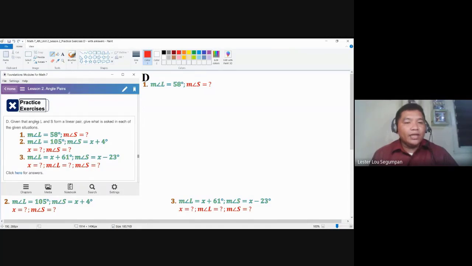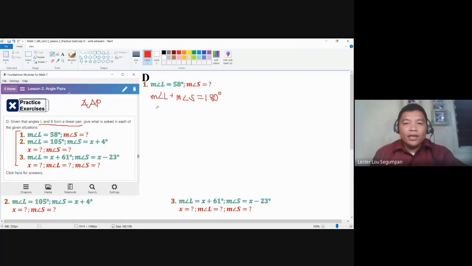We are given the condition that angles L and S are forming a linear pair. This is more or less similar to the video on practice exercises concerned with supplementary angles. We're still going to use the formula for the angle addition postulate for supplementary angles, telling us that the sum of the measurements of angle L and angle S must be equal to 180 degrees. Again, this is supported by the linear pair postulate, telling us that angles forming a linear pair are supplementary. So we just need to use this formula for items 1 to 3 and substitute the given.